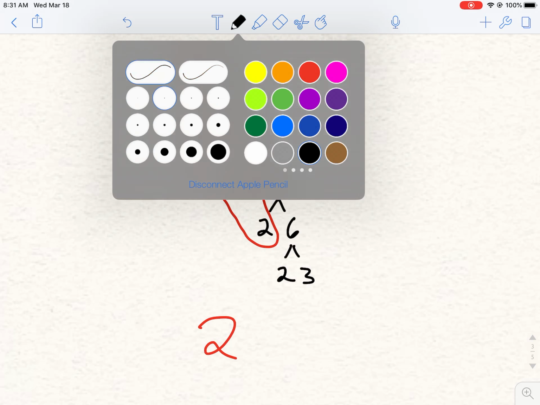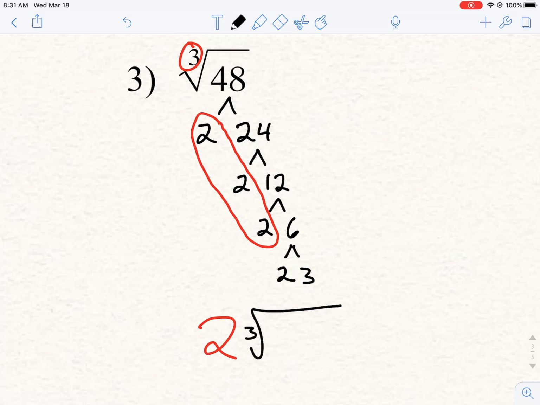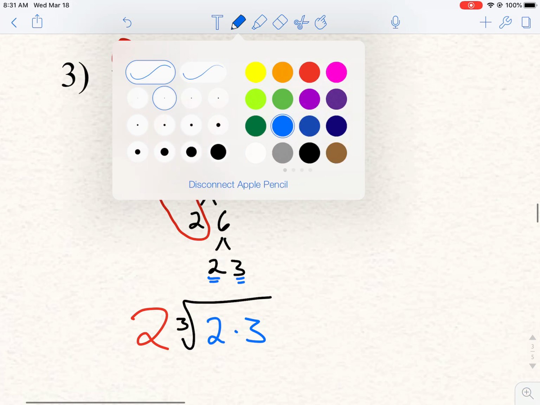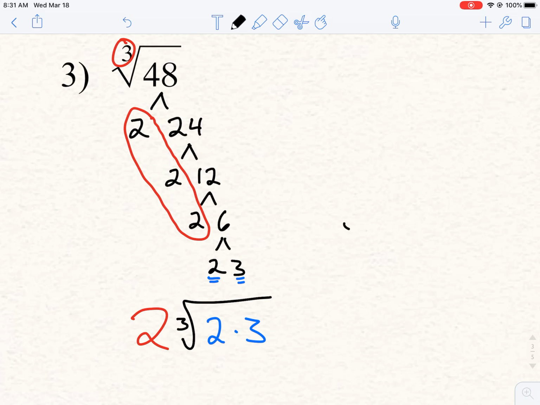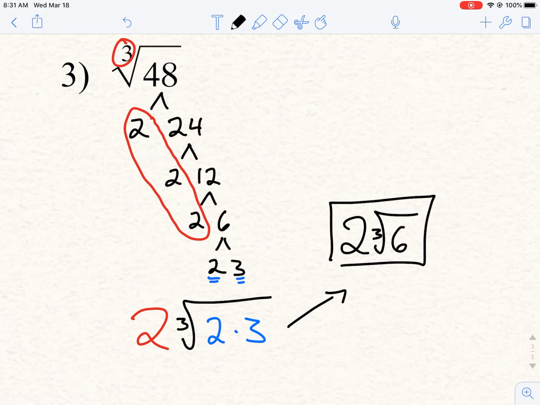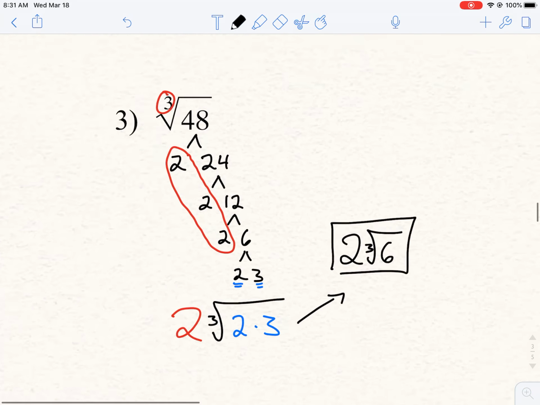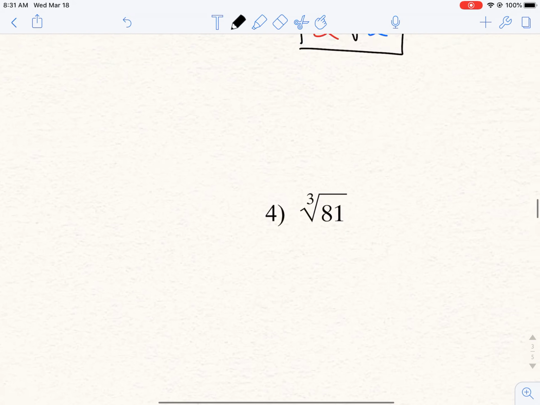So the 2 comes out, and then inside of my cube root, I would still have this 2 and this 3, so it'd be 2 times 3, still on the inside, which means that my final answer would be 2 cube root of 6 after I simplify. I think this is another cube root problem.